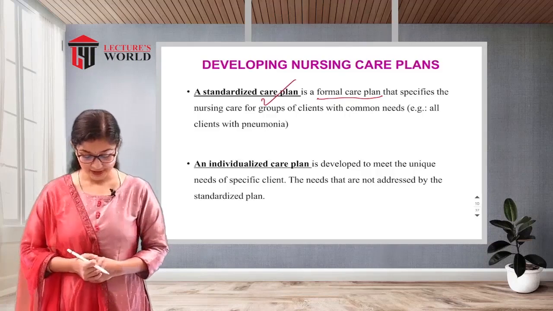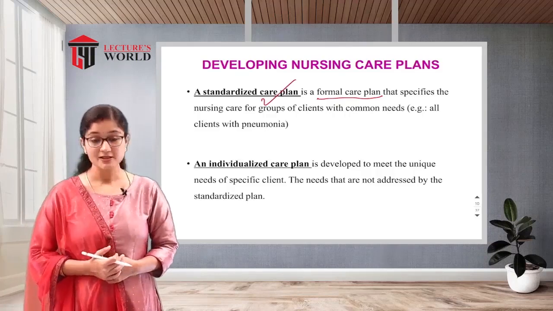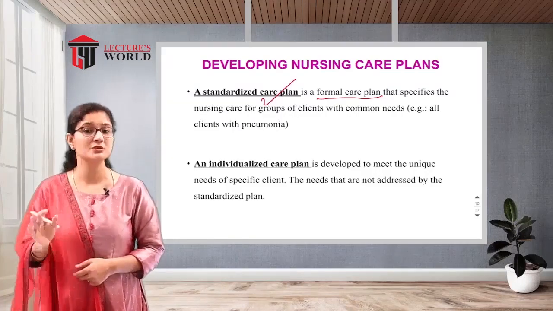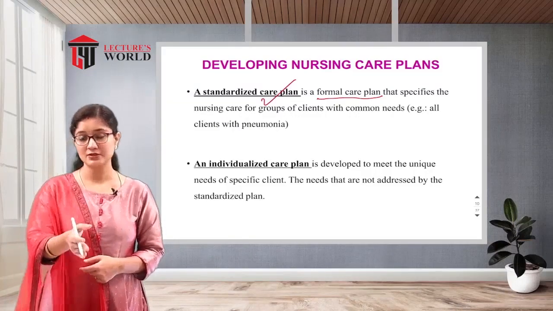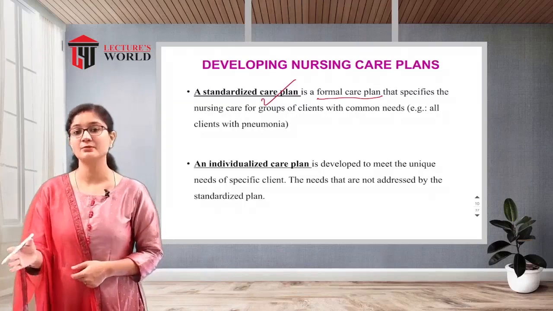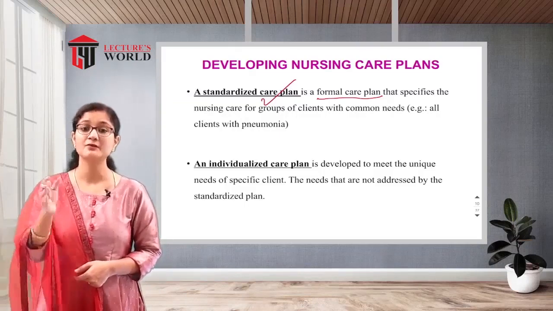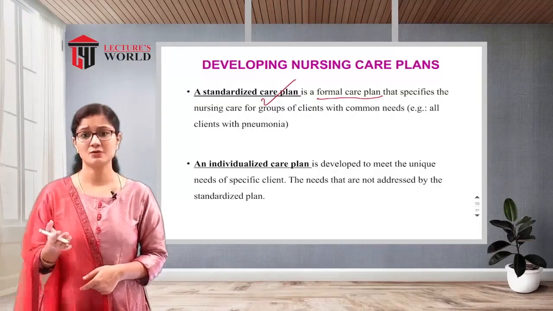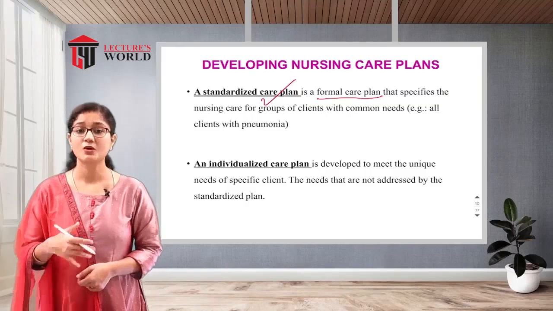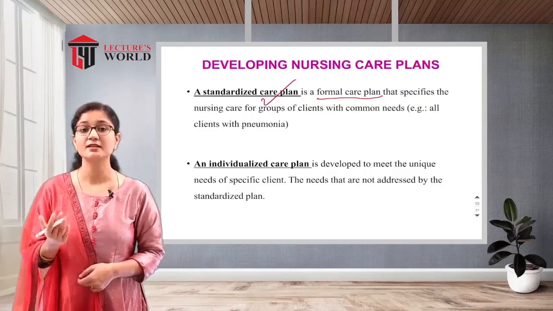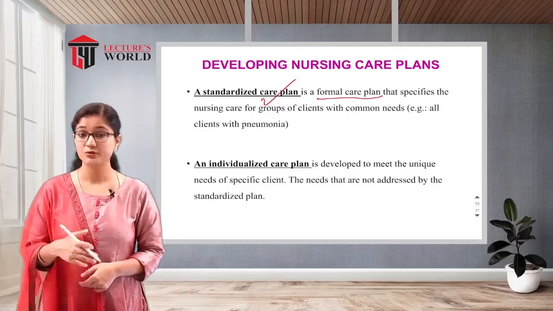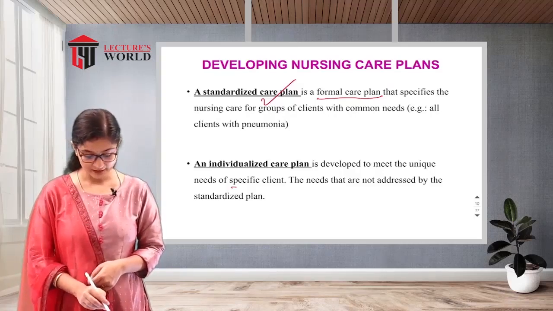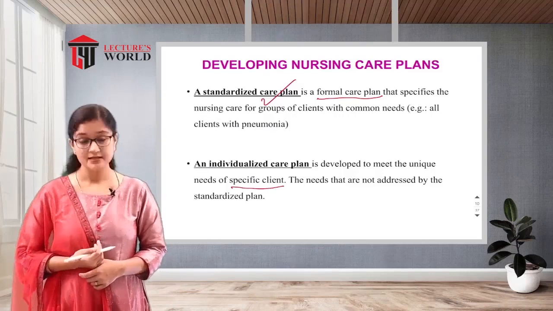Next is an individualized care plan, developed to meet the unique needs of a specific client. Ideally, we are always preparing an individualized care plan. For example, one patient is admitted with malaria and the next patient is admitted with pneumonia, you are going to prepare a different care plan for both patients according to their human responses. Human responses means what they are complaining of, what they are telling you, what their problems are, and what all you observe also. So an individual care plan is always for a specific client and needs that are not addressed by a standardized plan.